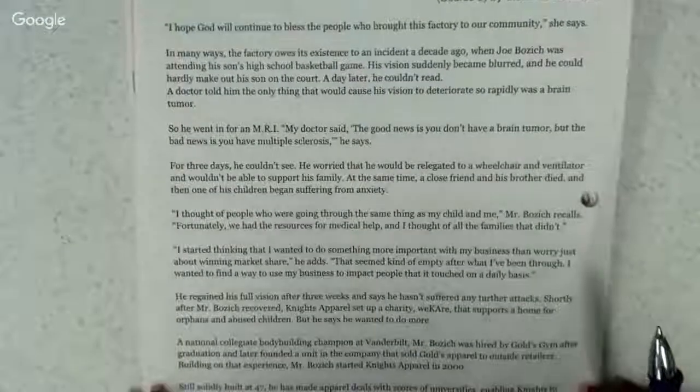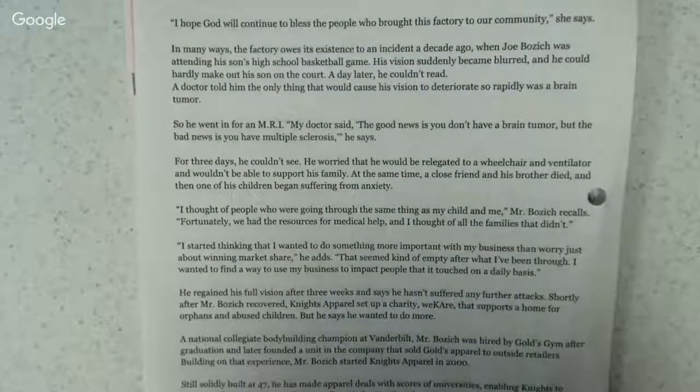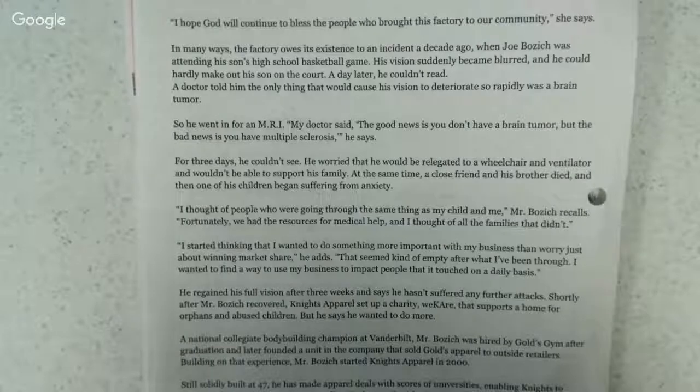I hope God will continue to bless the people who brought this factory to our community, she says. In many ways, the factory owes its existence to an incident a decade ago when Joe Bozich was attending his son's high school basketball game. His vision suddenly became blurred and he could hardly make out his son on the court.